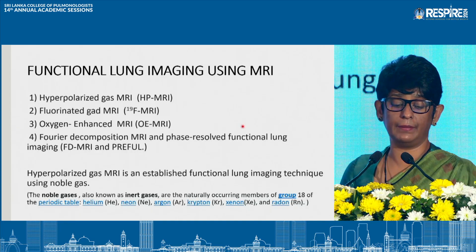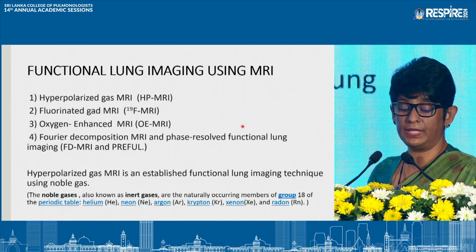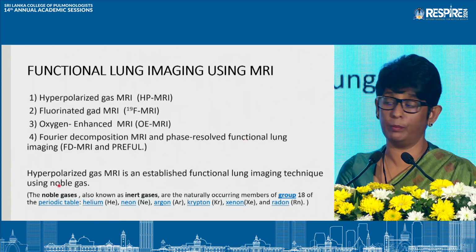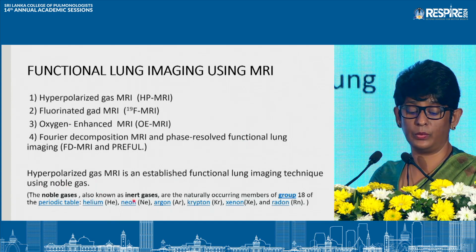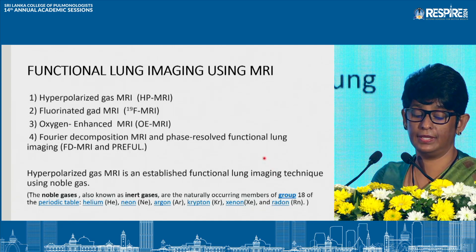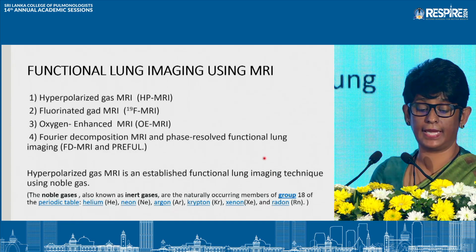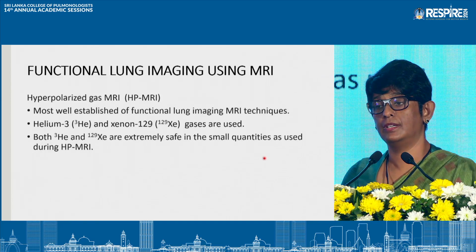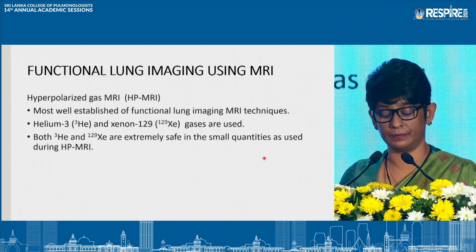For functional lung imaging, we use hyperpolarized gas MRI. That is the established functional lung imaging technique available at the moment, and it uses noble gases. Noble gases are inert gases in group 18 of the periodic table, and would include helium, xenon, neon, argon, gases like that. What we use for medical imaging is helium and xenon. We use them in very small quantities. They are not toxic to the human body.